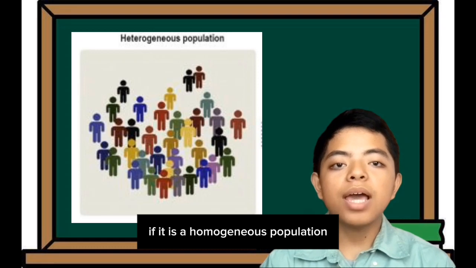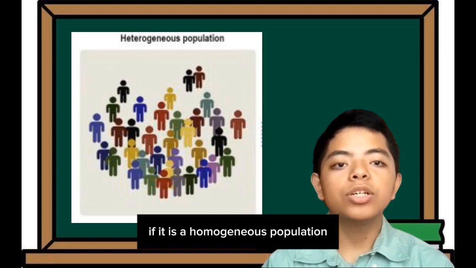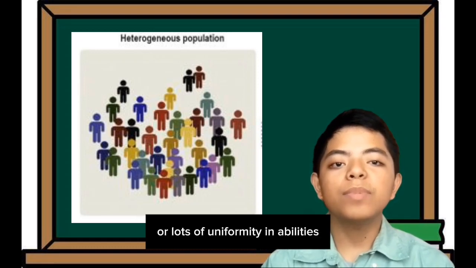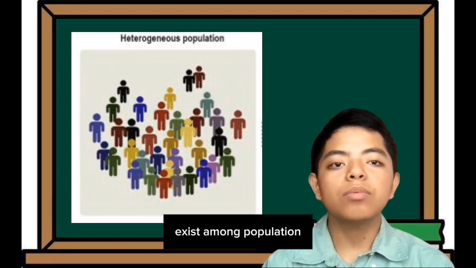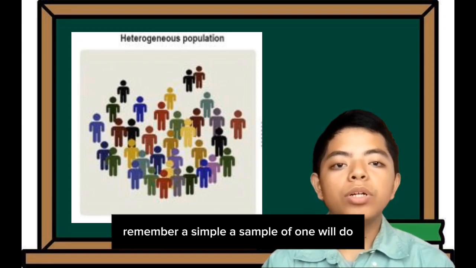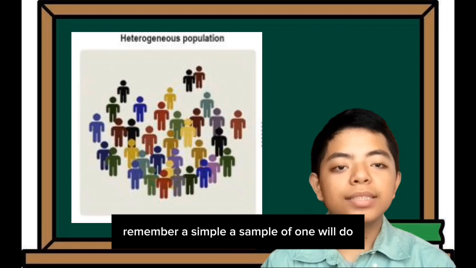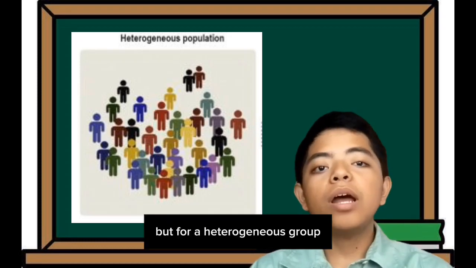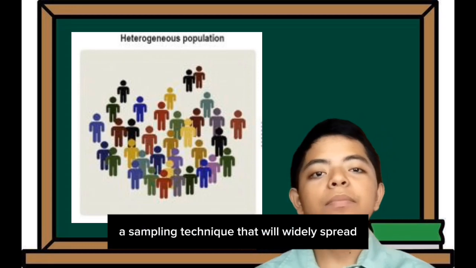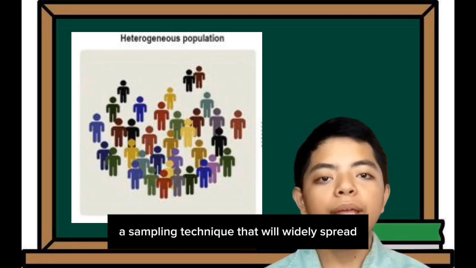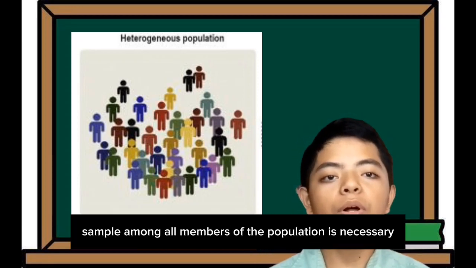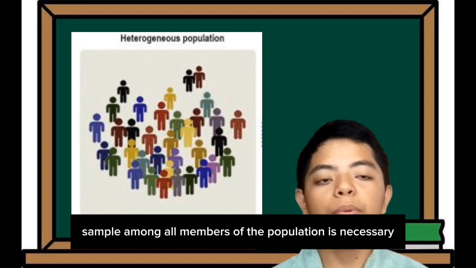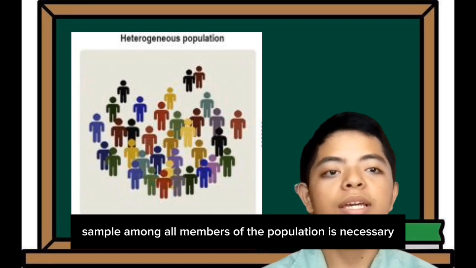If it is a homogeneous population where lots of uniformity in abilities exist among population members, a sample of one will do. But for a heterogeneous group, a sampling technique that will widely spread the choosing of a large sample among all members of the population is necessary.